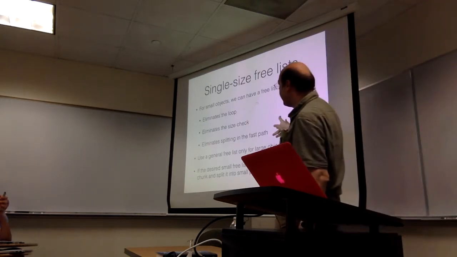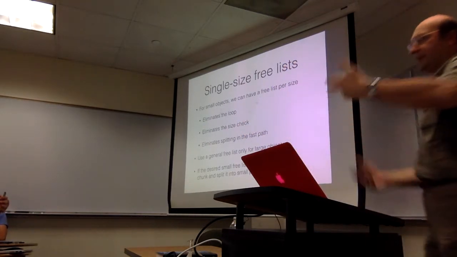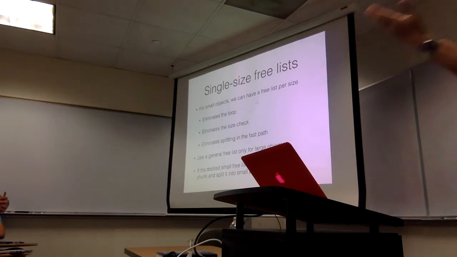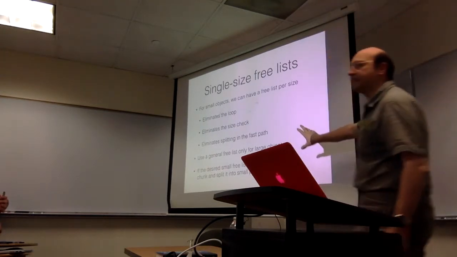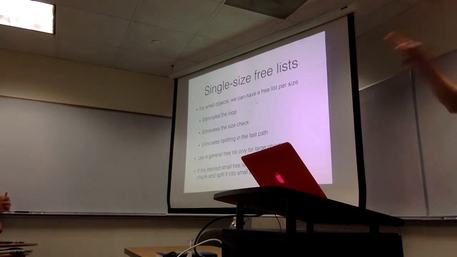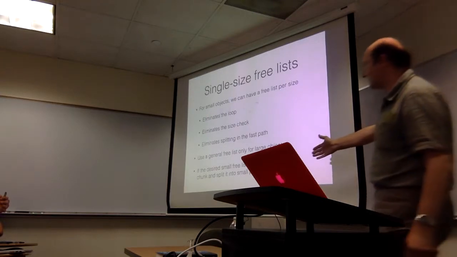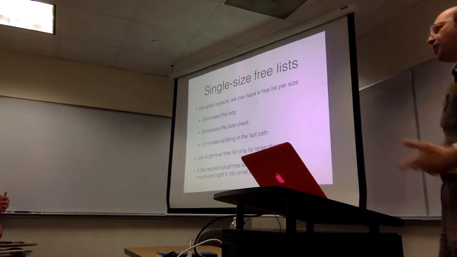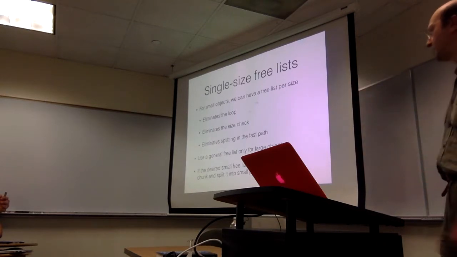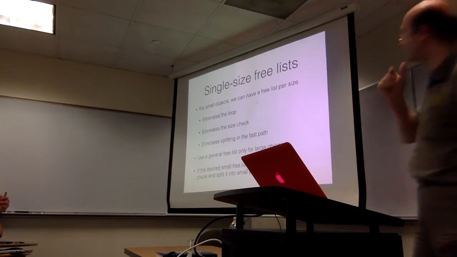It eliminates the splitting of objects in the fast path, because you go down this list and they're all the right size. You only need a general free list for the large stuff, and for when the smaller free lists exhaust space. So if you end up with a small free list that's empty, you look down the thing and there's nothing there, well, you take a bigger chunk and you chop it into pieces and populate your free list. And this is a very common technique.